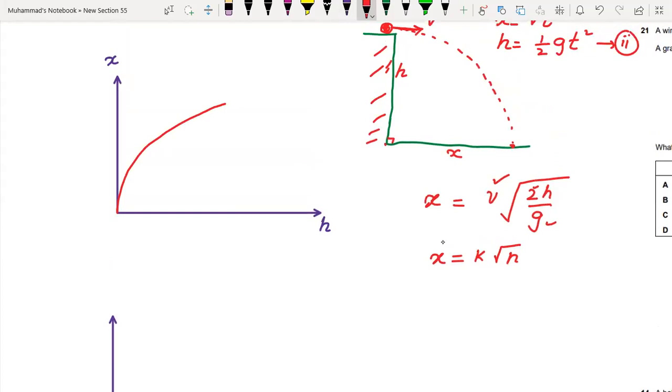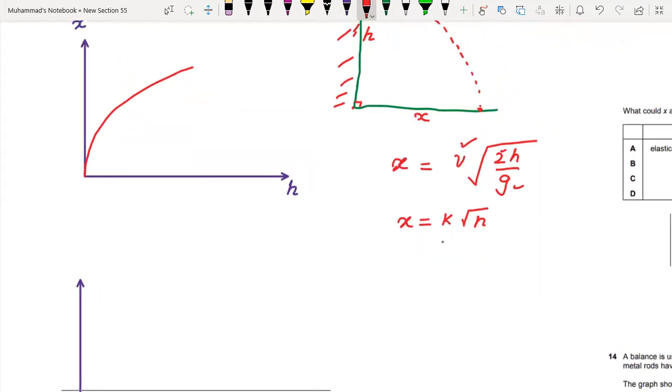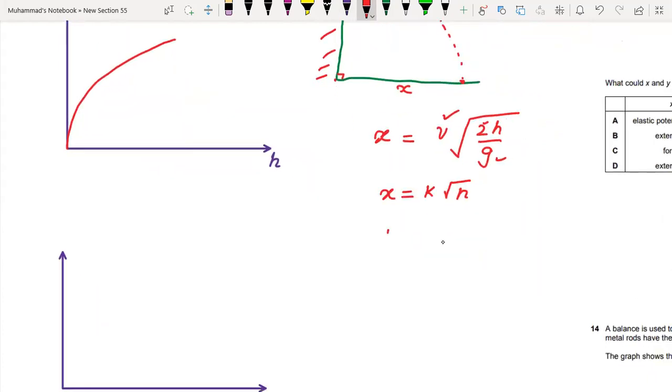Okay. But if you plot square root of h versus x, if you are given this situation, then your graph will look like this.